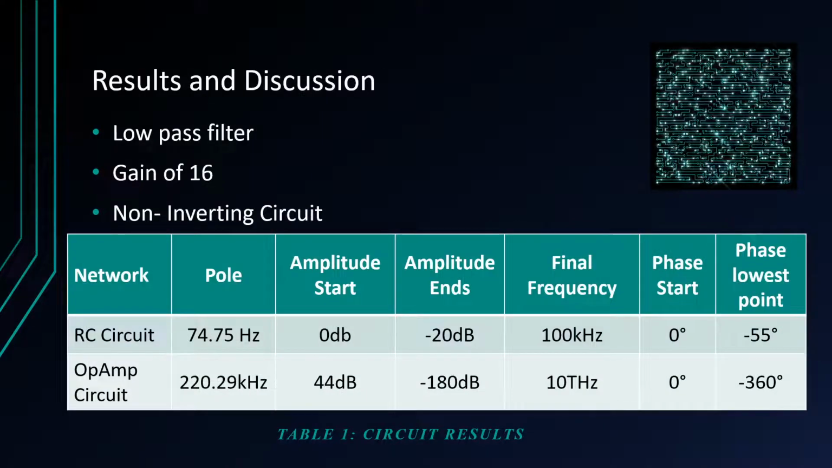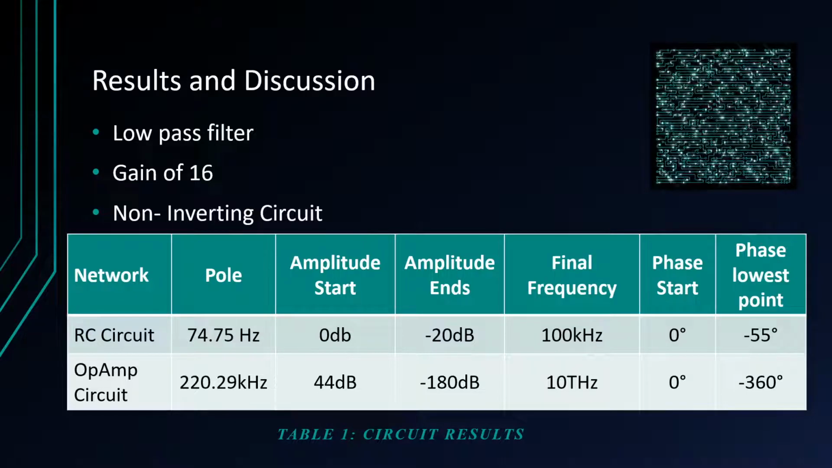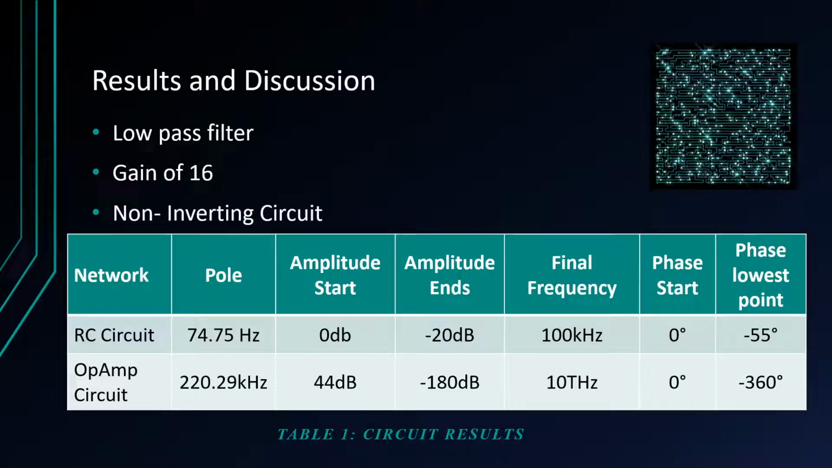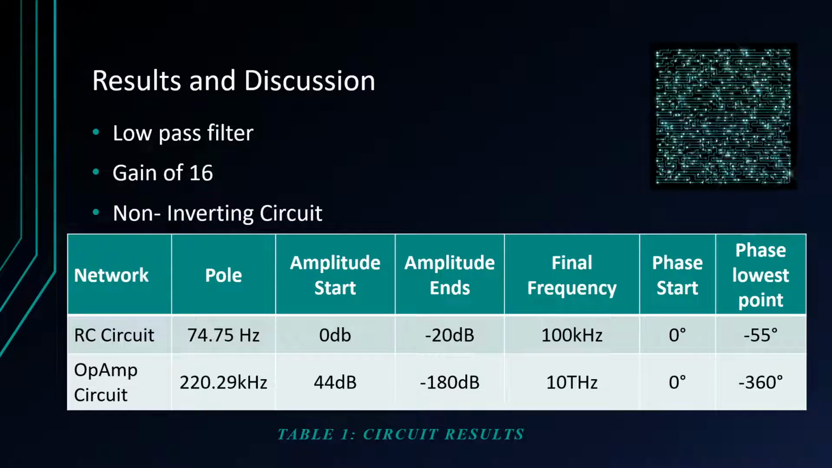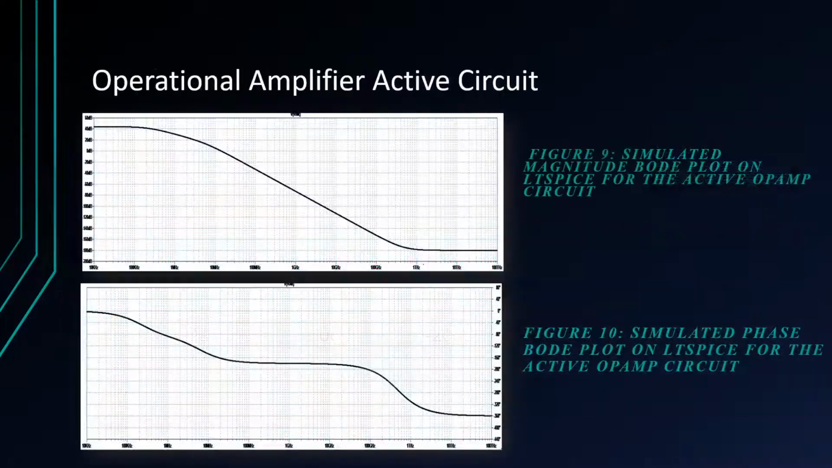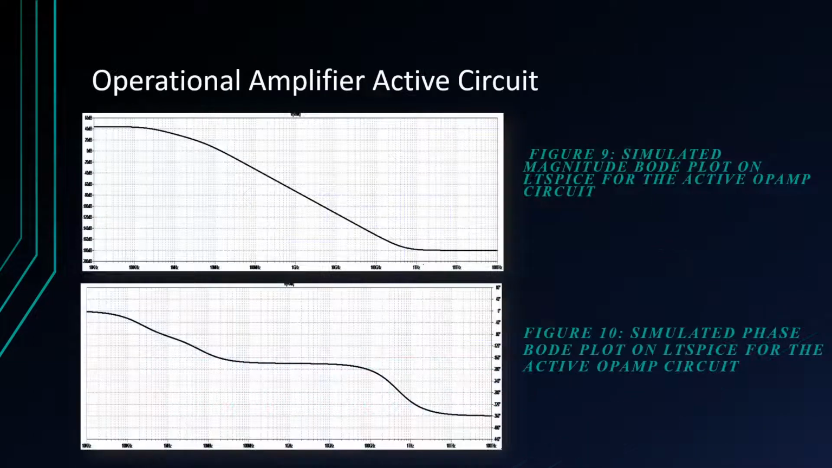Up next, here in the results and discussion, we can see that these circuits are low-pass filters, and the gain of the op-amp circuit was 16, which I got from the formula, from equation number 2. And I can determine that it's a non-inverting circuit because here I can see that the voltage goes into the positive terminal of the op-amp and not into the negative, and that alone tells me that it's a non-inverting one. However, I still did the simulation just to make sure.